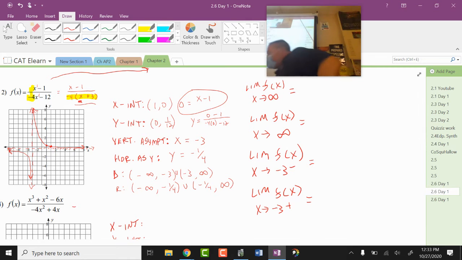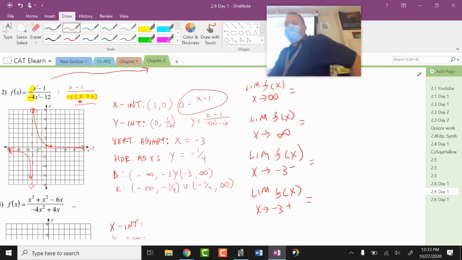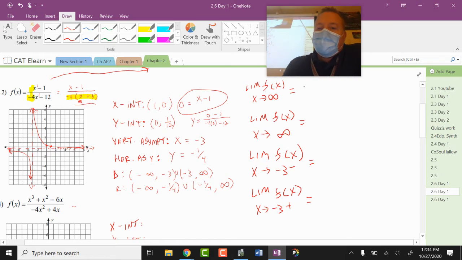Okay, so I guess I have to stand up and kind of point to it. As x goes to infinity, I plug in this x value, I get this y value. I plug in this x value, I get this y value. The y values are always right here. Where are those y values going? They're going to this dotted line. What is that dotted line? Negative 1/4.